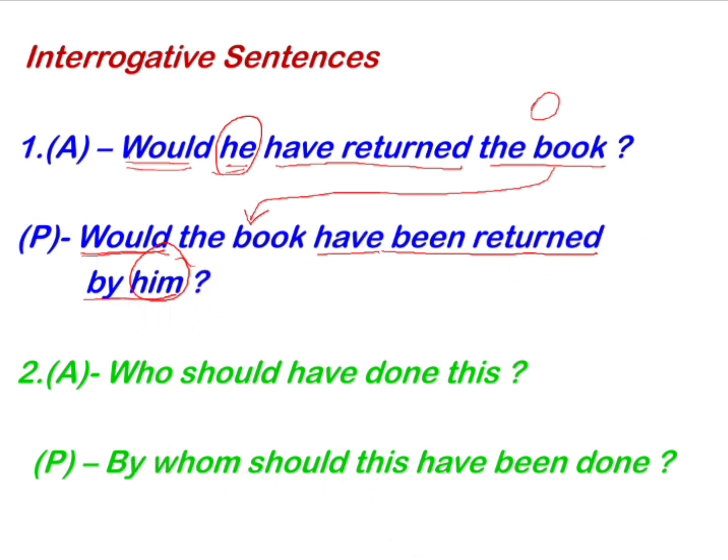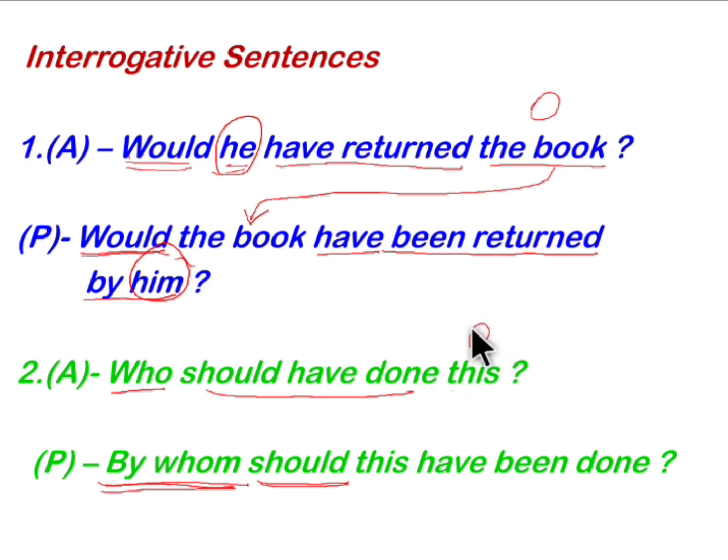Next sentence. This is a WH question. Who should have done this? I've already told you that if the question begins with who, in the passive voice it will change to by whom. Who will change to by whom. Now should is there as the auxiliary verb, so we use the same should. By whom should. So here should have done is the verb, and what should they have done?